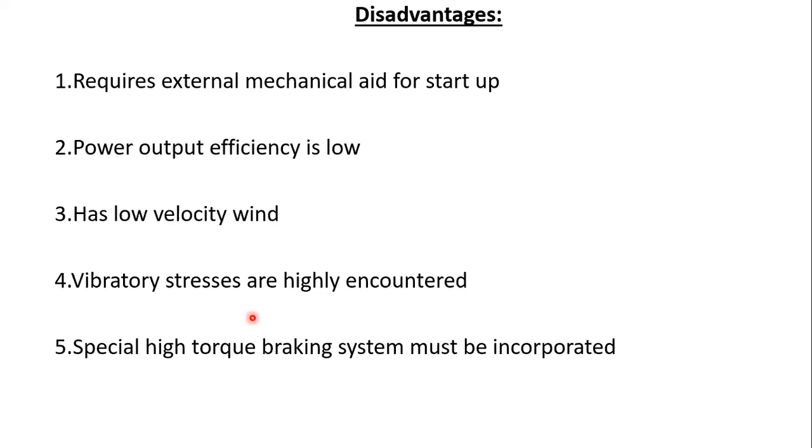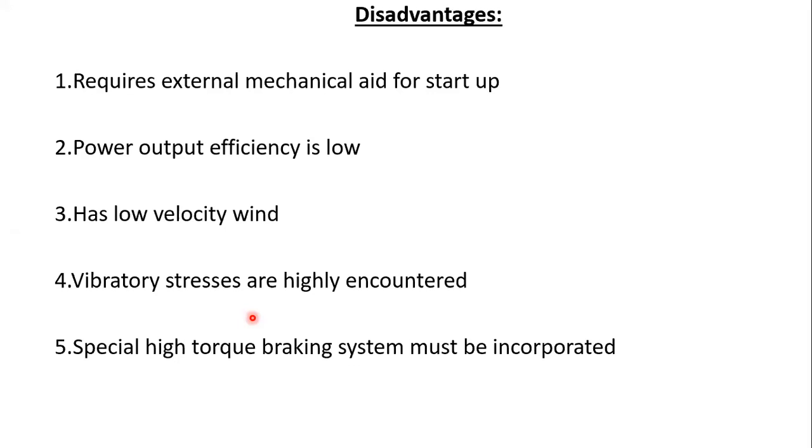Okay, high tension cables are used at the bottom of the tower shaft. These are used for reducing these vibration stresses, but they require large extensive bearing supports. So though we are using high tension cables to reduce these vibration stresses, these cables require large bearing supports at the bottom.